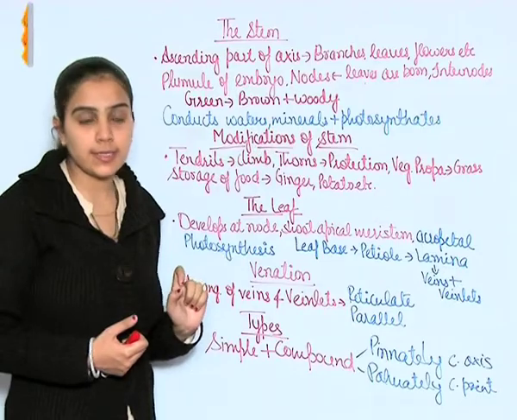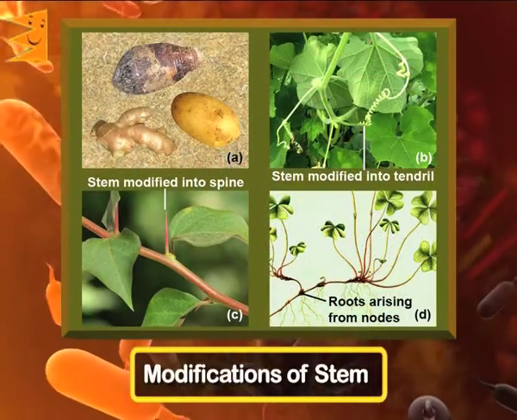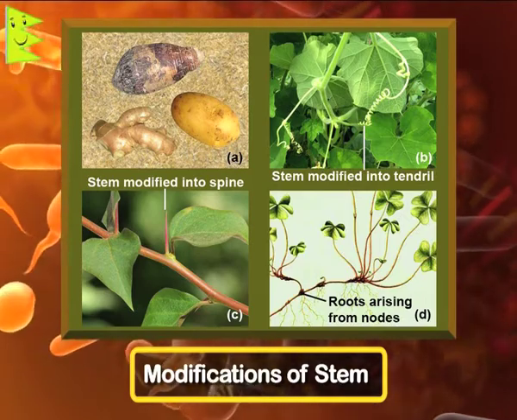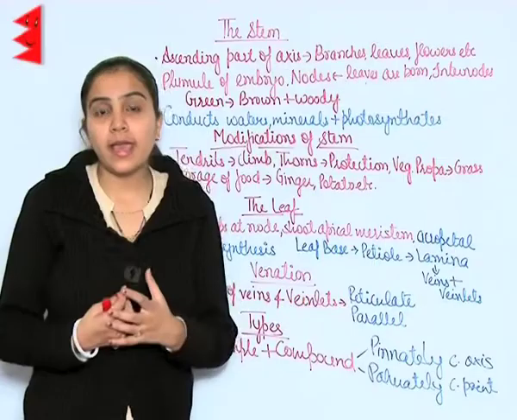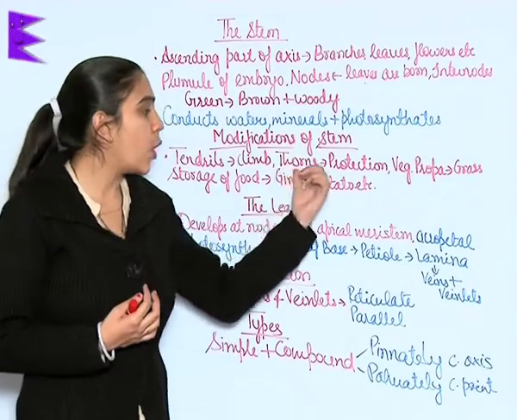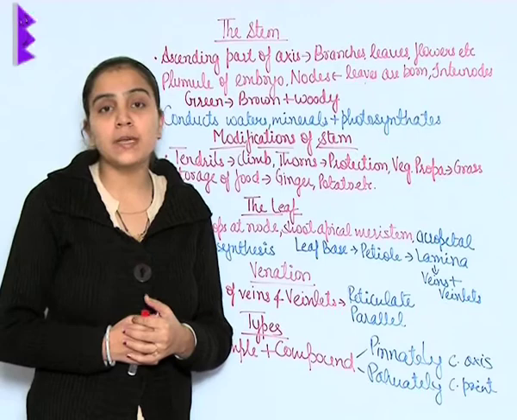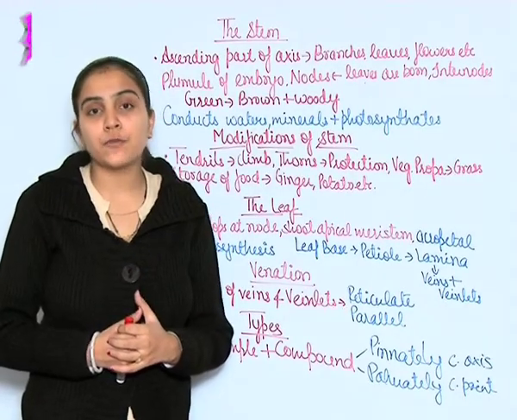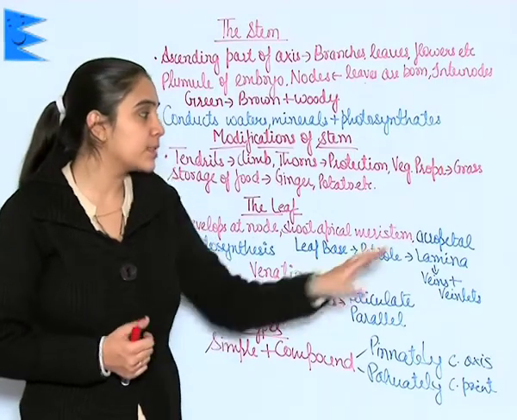Modifications of stem. Tendrils. Tendrils are present in the case of gourd, watermelon, grapes, etc. They help the plant to climb. Thorns. These are a medium of protection. They protect the plants from browsing animals.